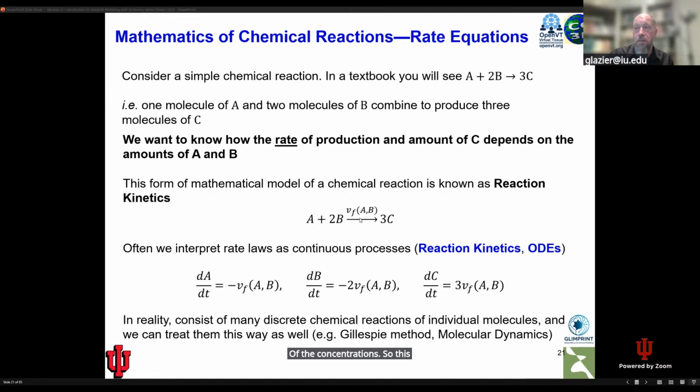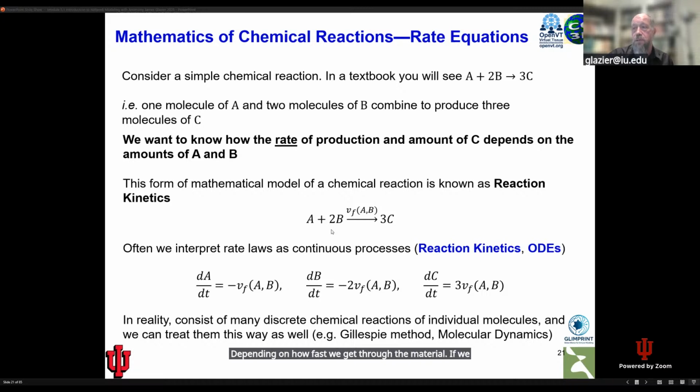So this is a rate law. Vf is the rate at which A plus 2B goes to 3C. That will depend on the concentrations of A and B. We often will interpret rate laws as if they were continuous processes. In reality, every molecular interaction is discrete molecules. It's an agent-based system. And I can do those reactions, for example, using molecular dynamics or Gillespie formalism. We'll talk a little bit about Gillespie probably a little bit later, depending on how fast we get through the material.